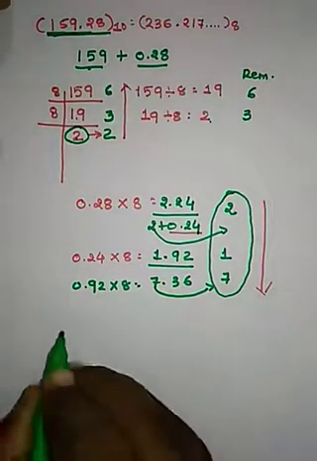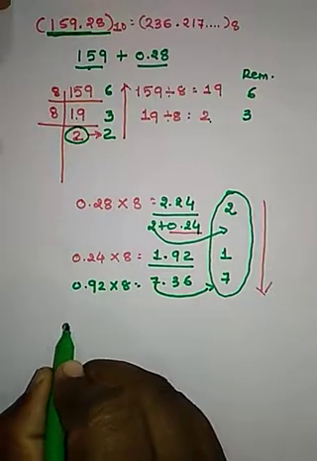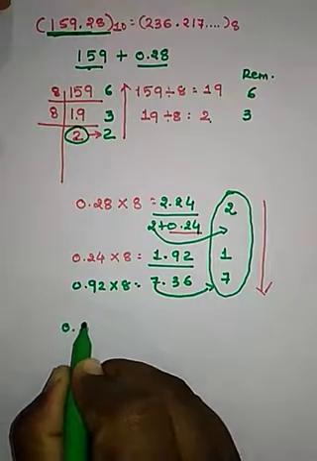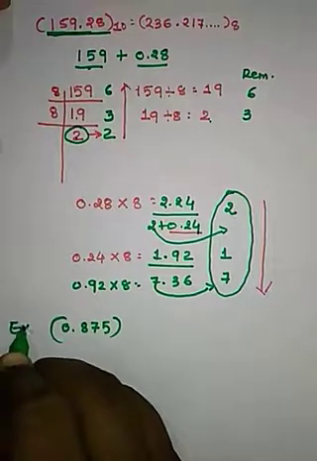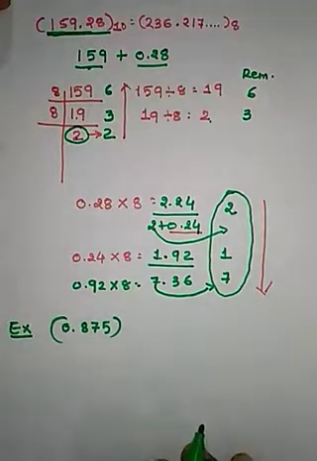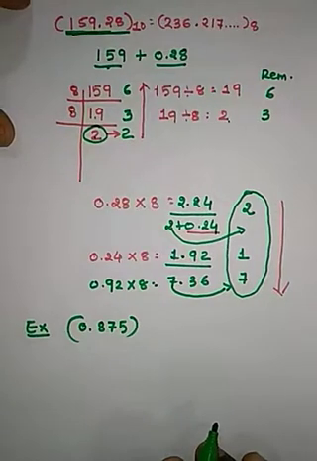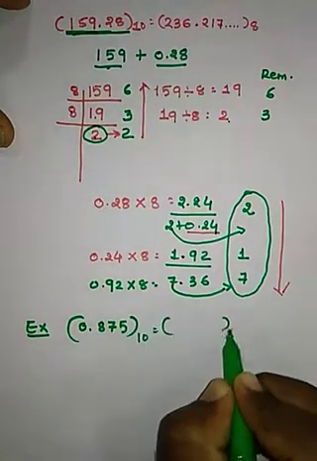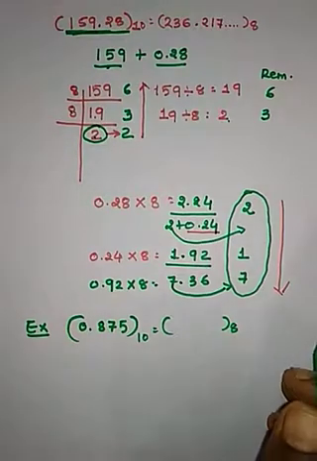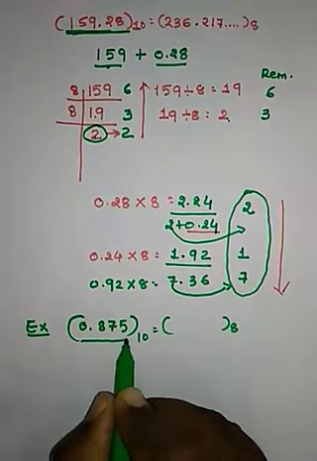See the next example. Suppose I have a number 0.875. Okay, this 0.875 is to be converted into an octal number. Now see here, in this number there is no whole part.